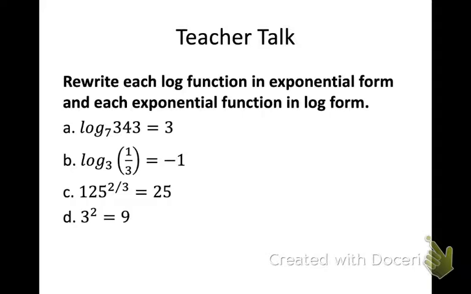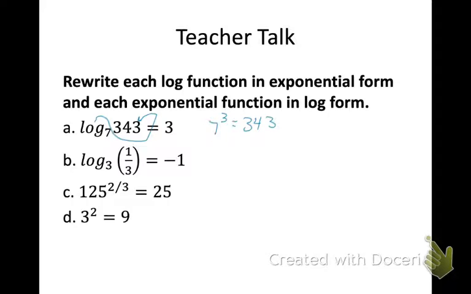So if you look at A, this is a logarithm, and you can tell because you see log in the equation. So you can use that motion that we talked about in the notes, where you start up top and swing around, to help you know what order you would read this in. So it is base 7 raised to the third power equals 343.